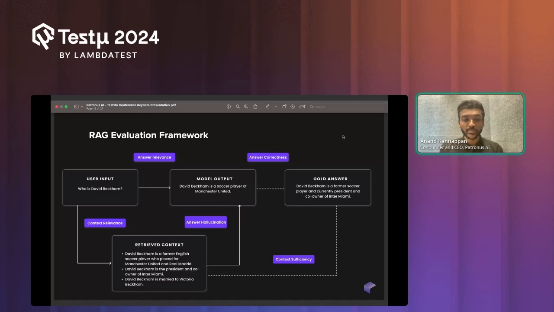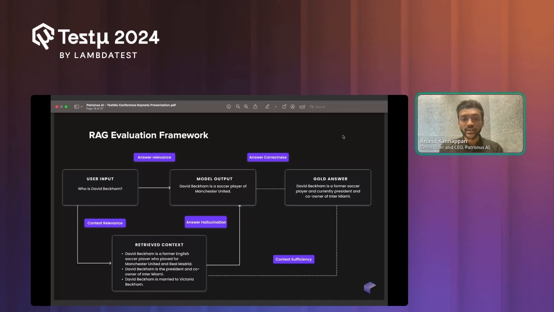Another is David Beckham is the president and owner of Inter Miami. And then the third is David Beckham is married to Victoria Beckham. And so, as you can kind of see here, there are actually three plausible answers on how you would answer that question. And so this is, of course, a potentially ambiguous scenario. And this is exactly where you would want to make sure that the context that's being pulled in is as relevant as it can be.